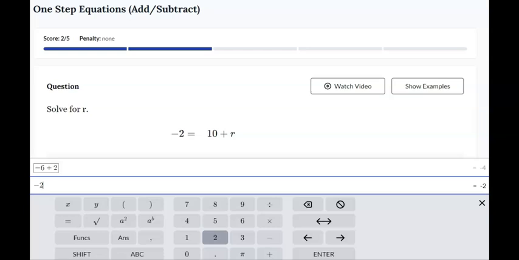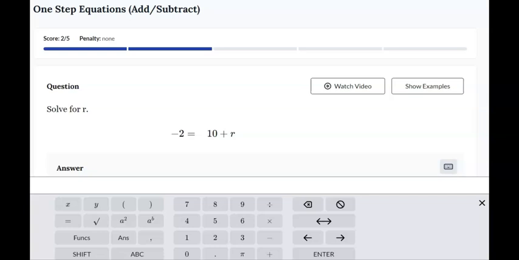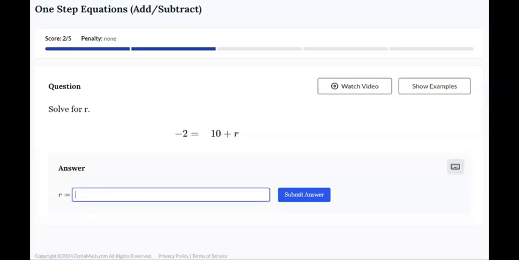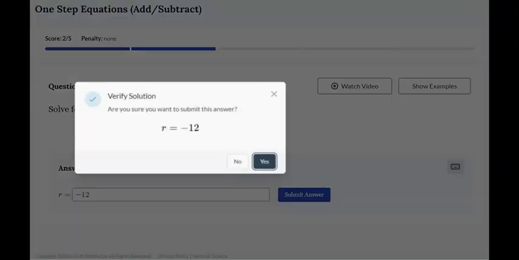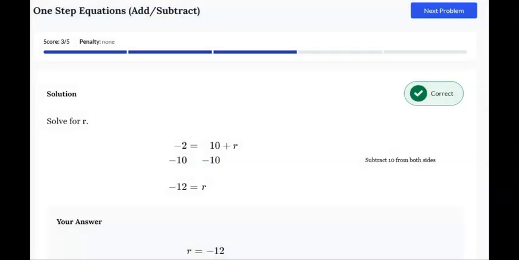-2, subtraction 10. Now be careful. You don't want to type -2 minus -10, because that will give you a completely wrong answer. So, -2, subtract 10. That's it. -12 is the answer. Let's move on to the next topic.